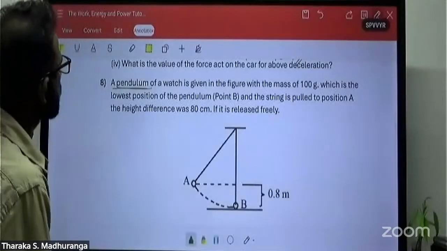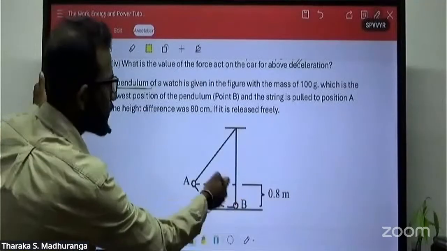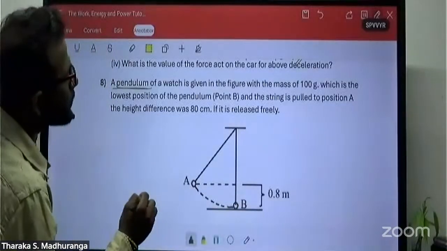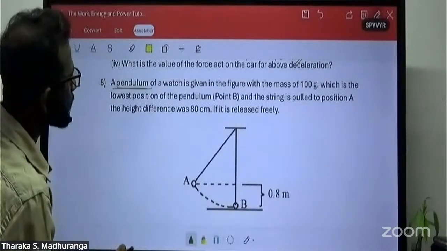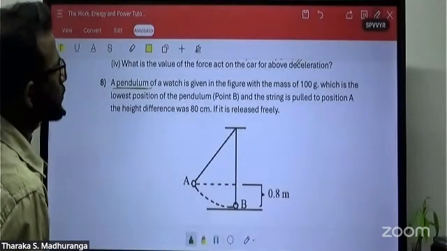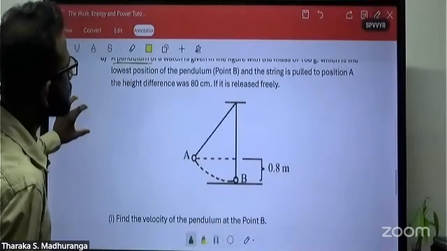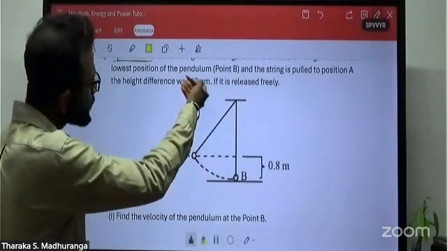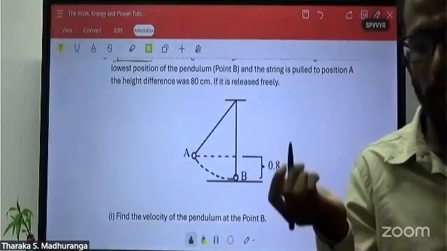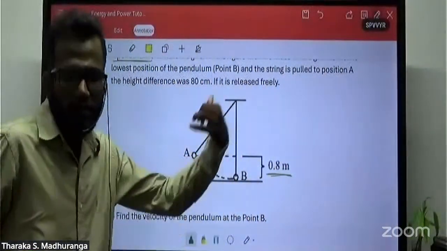The lowest position of the pendulum is point B, and the string is pulled to position A. The highest height difference between A and B is 80 centimeters. In the given figure, 0.8 meter equals 80 centimeters.